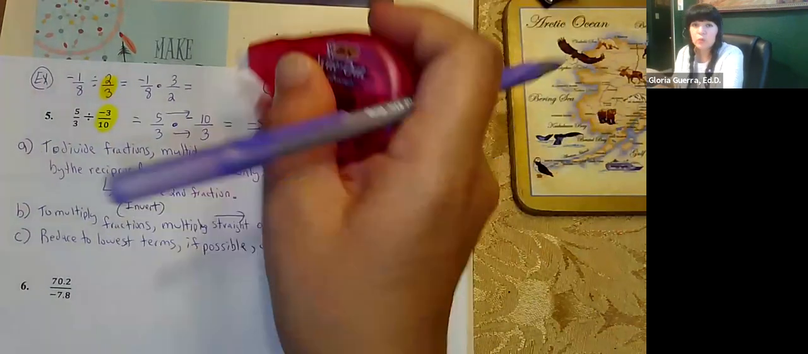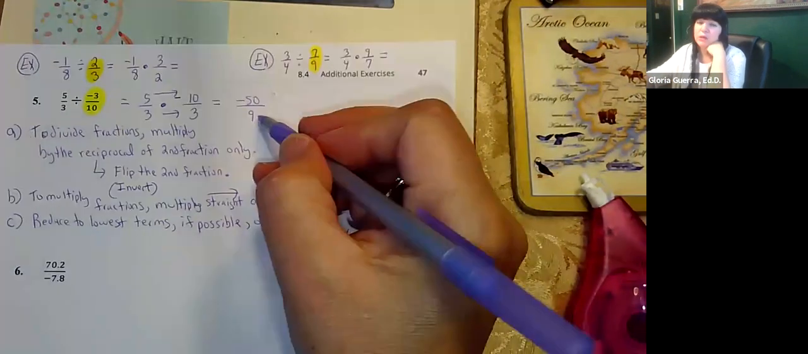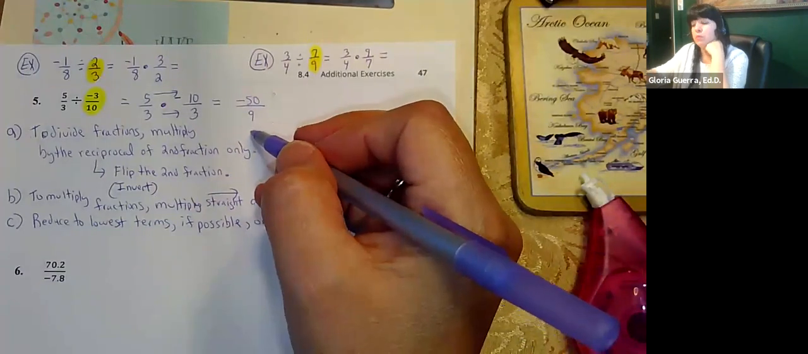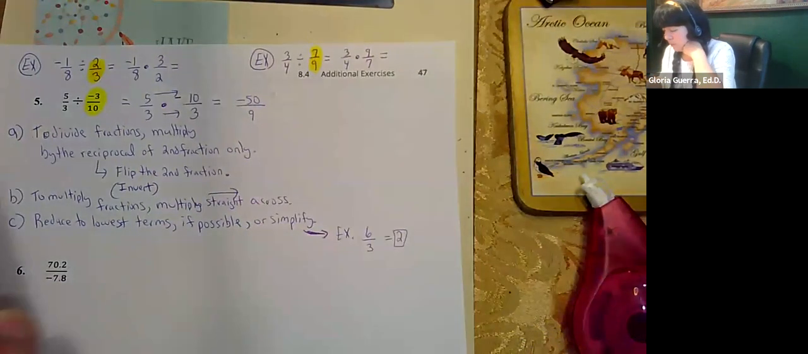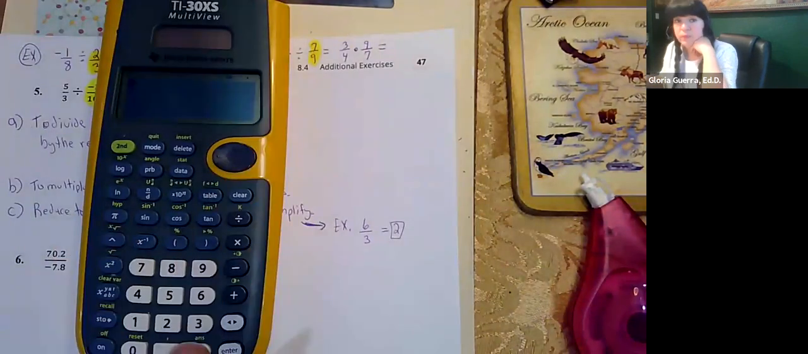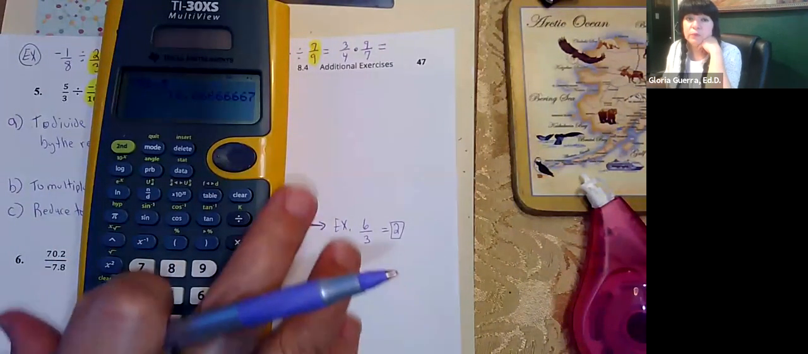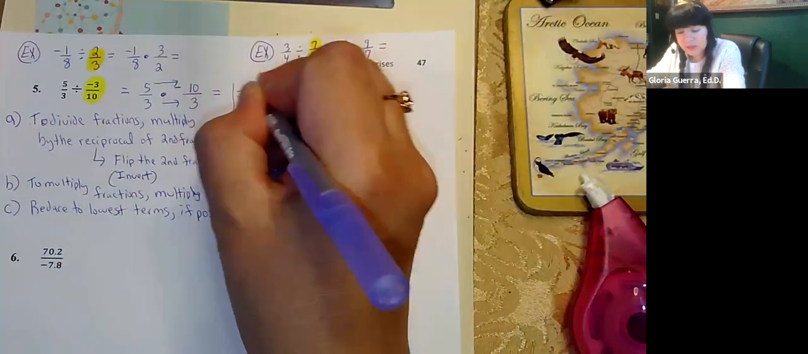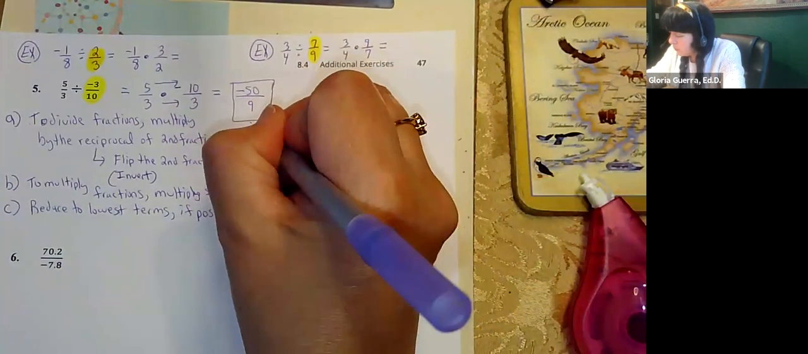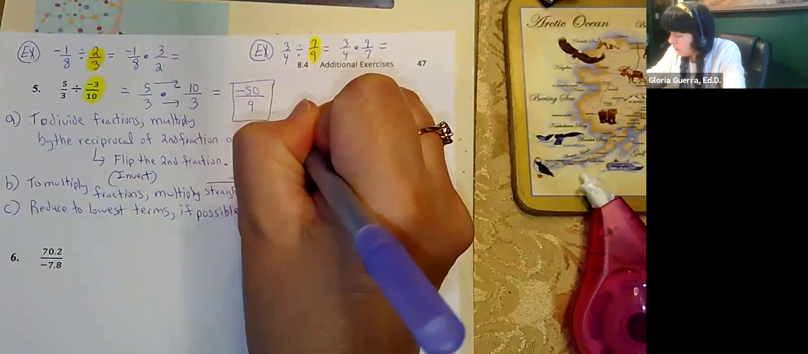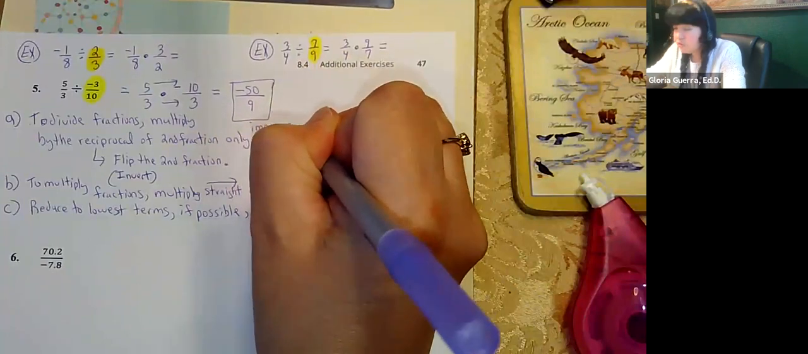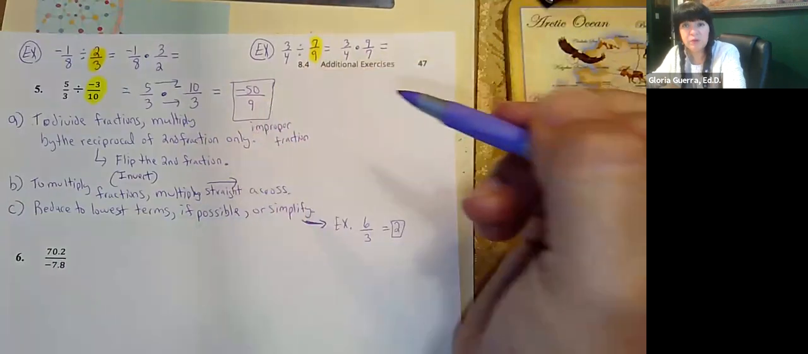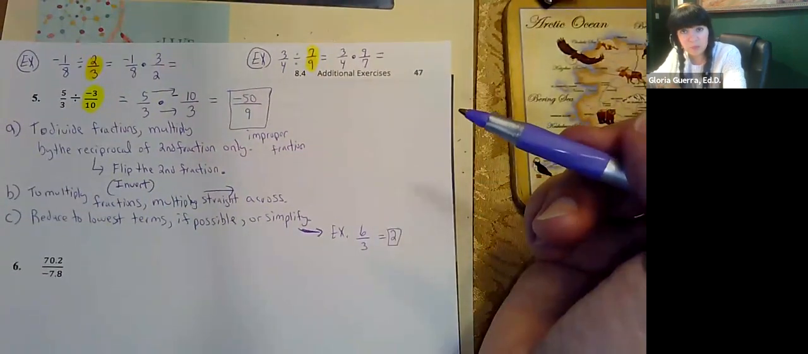So 2 won't work and 3 won't work, because 3 will work on the bottom. 9 divided by 3 is 3, but 3 doesn't go into 50 evenly. If I look at -50 divided by 3, you see how you get a decimal. So this cannot be reduced anymore. I'm going to box that, but I'm going to say that is called an improper fraction. If I just look at the 50, see how the 50 is bigger than 9? That's what makes it improper.